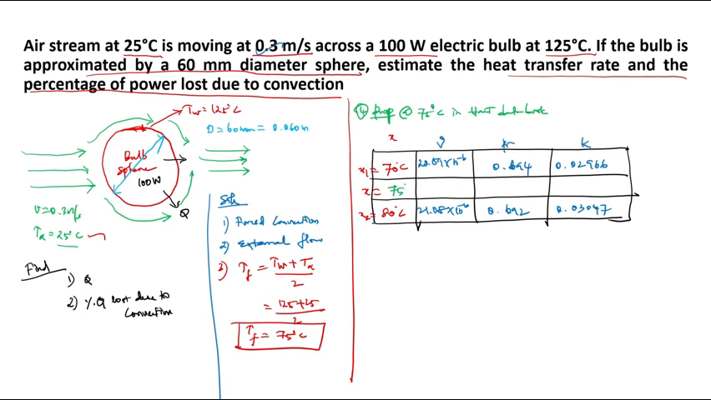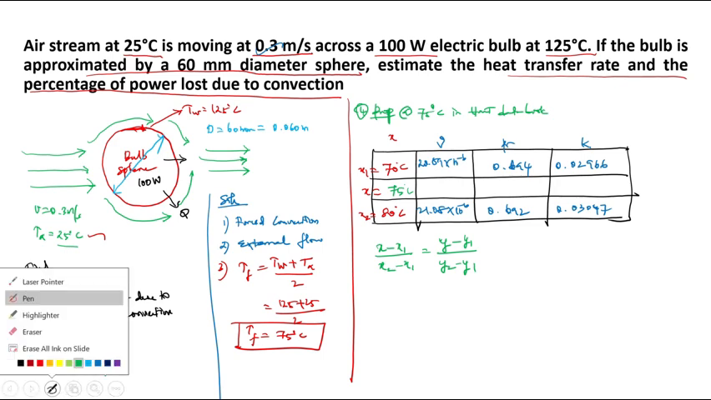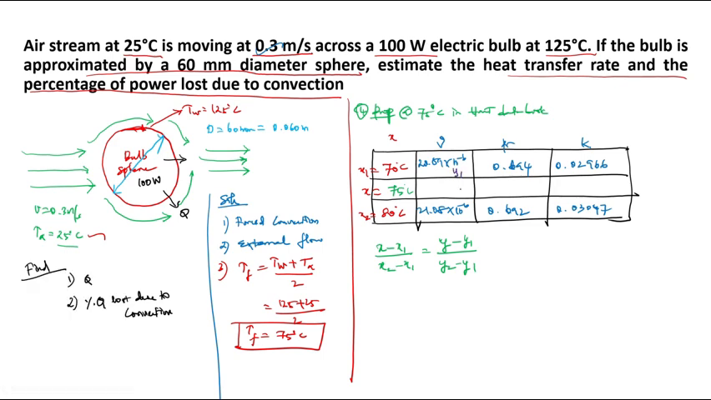How can we find the value at 75? This is found by means of interpolation. x minus x1 divided by x2 minus x1 is equal to y minus y1 divided by y2 minus y1. Here this is y1, this is y2, and you are going to find y. So it's a simple strategy.